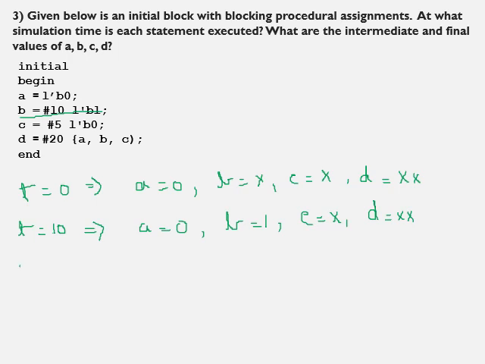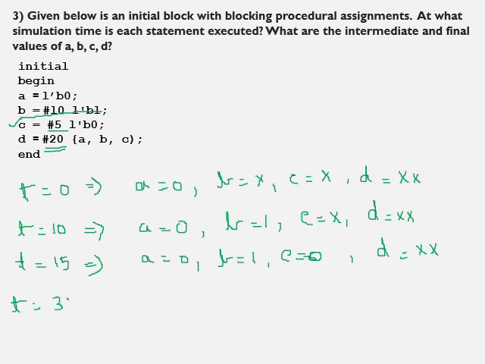Next, the third line will be executed at 15 time units, because 10 plus 5. So here A was 0, B 1, and now C will become equal to 0. D is unknown. Lastly, at t equal to 15 plus 20. Earlier the time was at 15, and this is after 20 time units, 15 plus 20, that is at 35.